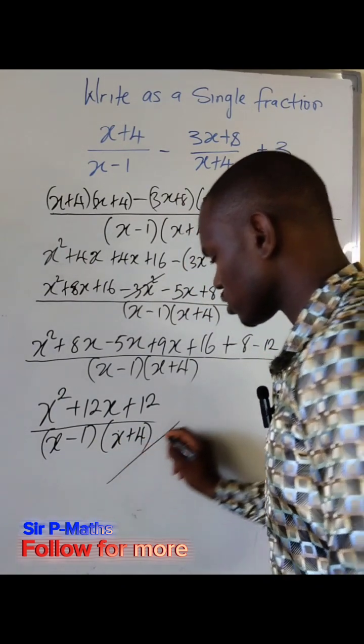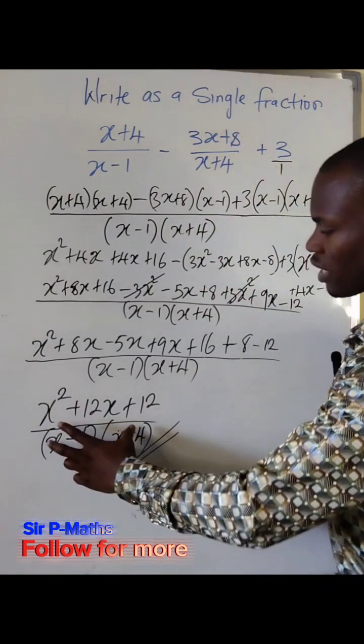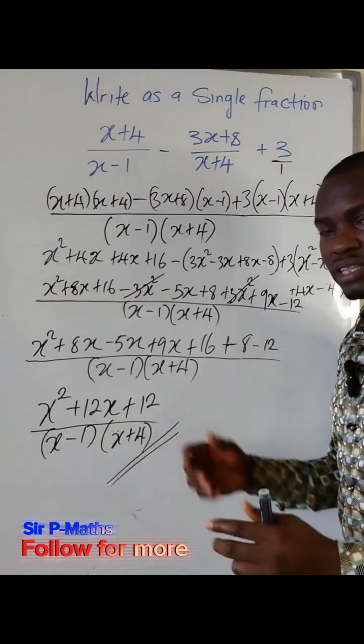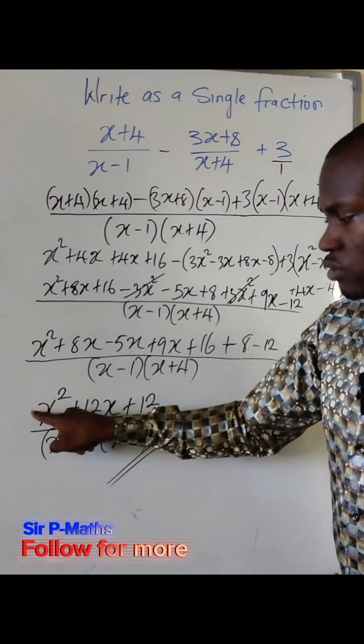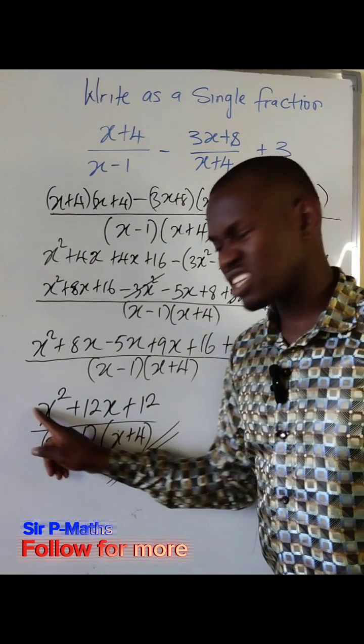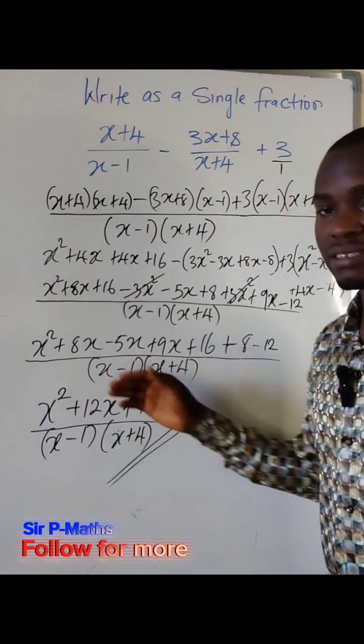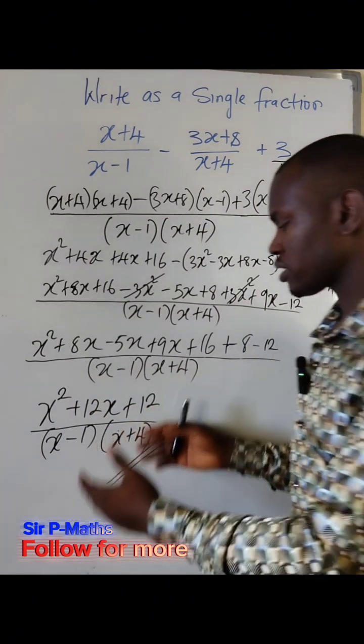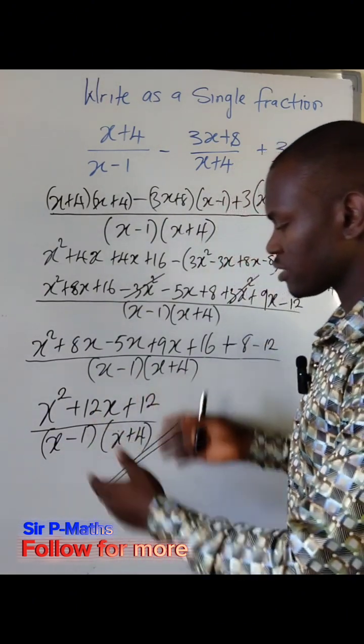So at this point, we leave it as our answer. We have a single fraction now simplified to the latest. This numerator cannot factorize. Had it been it can factorize, we'll factorize it and see if anything down here can cancel the numerators. But nothing can cancel at this point, so we leave it as our answer.